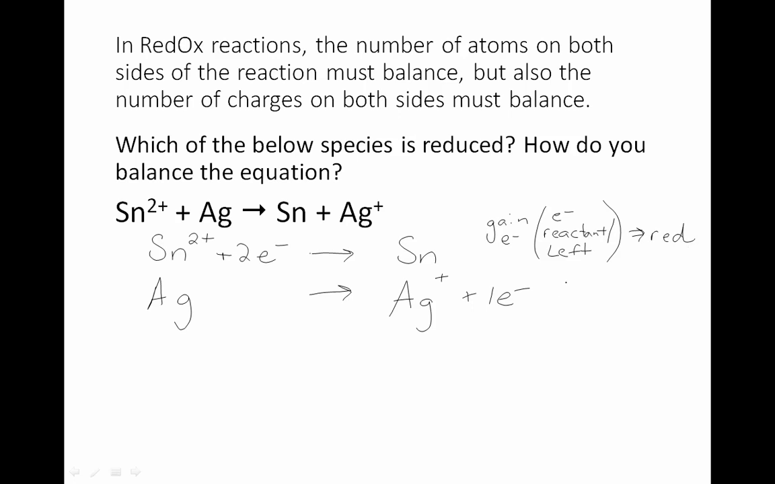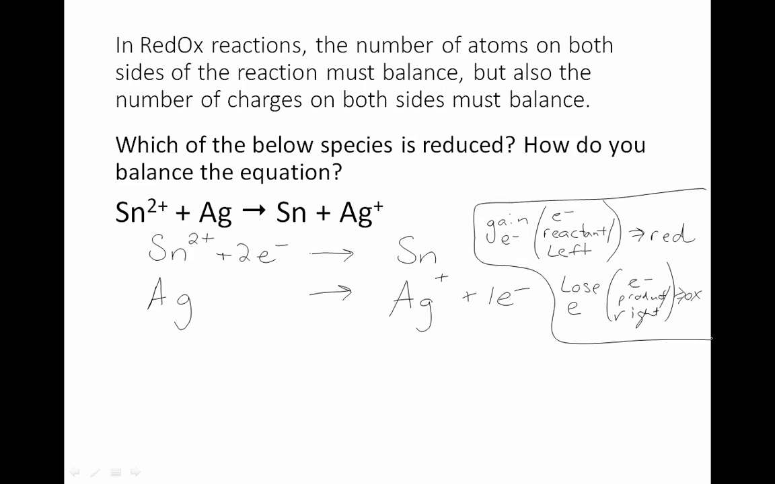Okay. If you're losing electrons, your electrons are a product, and they're on the right-hand side. That is oxidation. We'll go ahead and box this off just so it doesn't confuse us. So now we have figured out which one is oxidized and which one's reduced. So which of the below species is reduced?